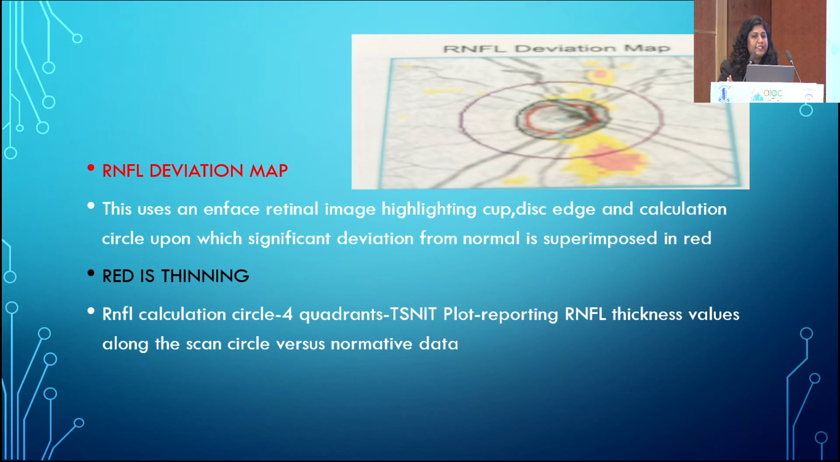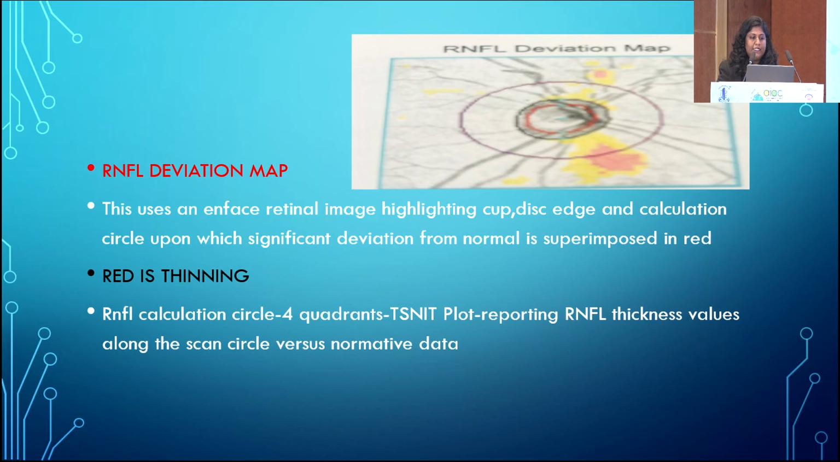The next one is the RNFL deviation map. What is it? Red is thinning in the RNFL deviation map. This uses interface retinal images highlighting the cup and disc edges and calculation circles, and the significant deviation from the normal is superimposed in red.